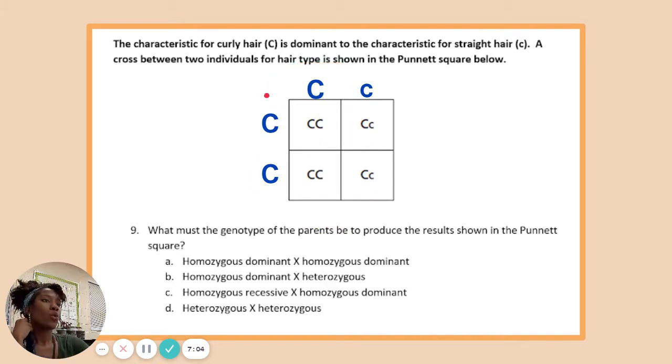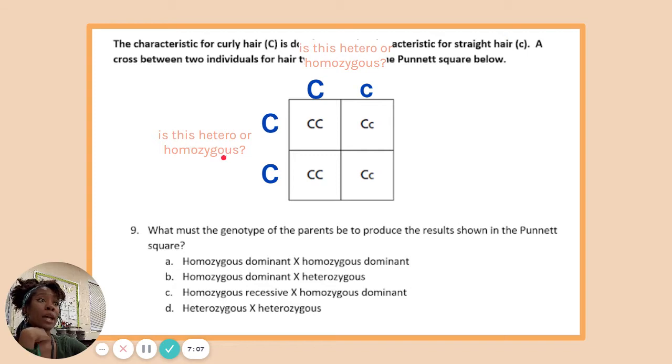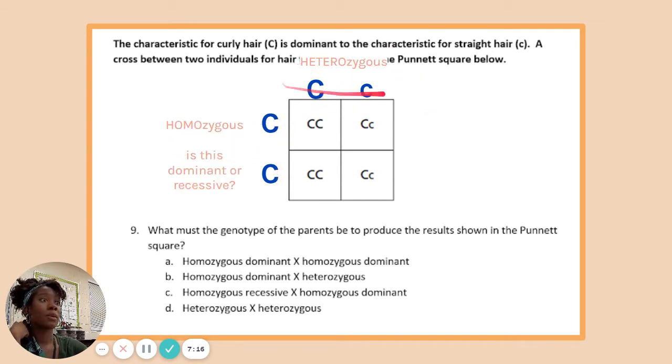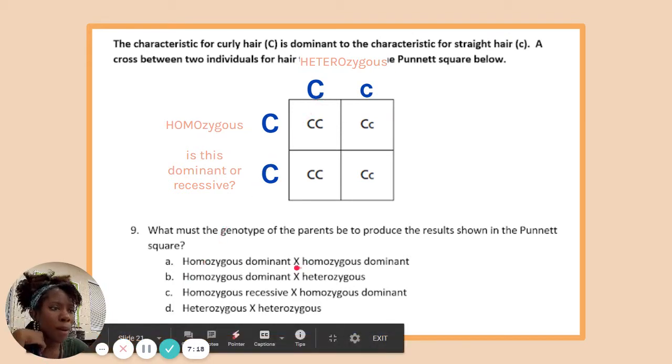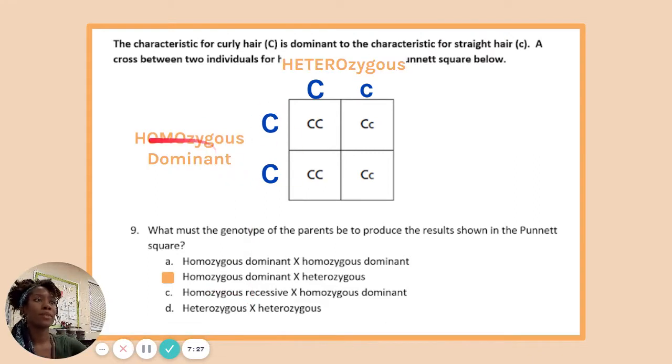So, is this hetero or homozygous? And is this hetero or homozygous? Well, homo means same. These are the same, so that's going to be homozygous. This one up here is going to be heterozygous. However, look at the problem. It doesn't just say homozygous. It says homozygous dominant or homozygous recessive. So what are these? These are dominant. So we have homozygous dominant and heterozygous parents. So there are multiple ways we can ask you the same kind of concept.